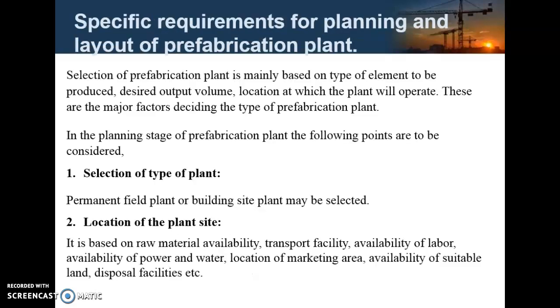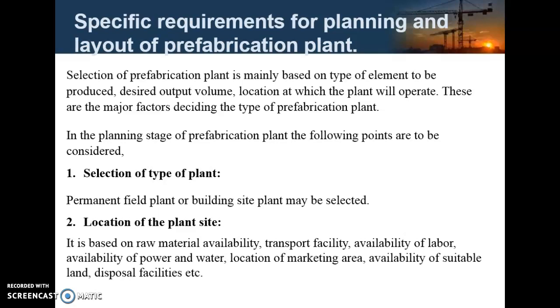The next topic is specific requirements for the planning and layout of a prefabrication plant. What is a prefabrication plant? Where the concrete components or the concrete elements are made is called a prefabrication plant. The main things while considering the planning for a prefabrication plant is, first one is type of element to be produced, and the second one is what is the output of manufacturing, and the third one is location. These are the main three factors.